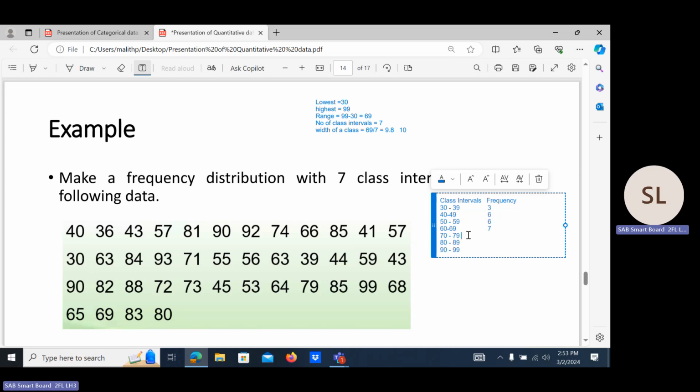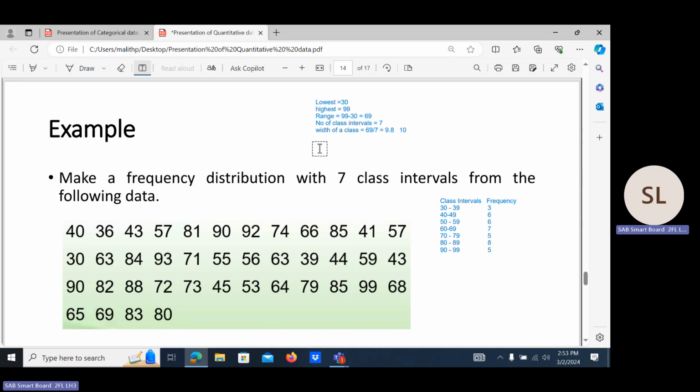Then 70 to 79: 5. Then 80 to 89: 8. Then 90 to 99: 5. This is the group frequency distribution. Clear?